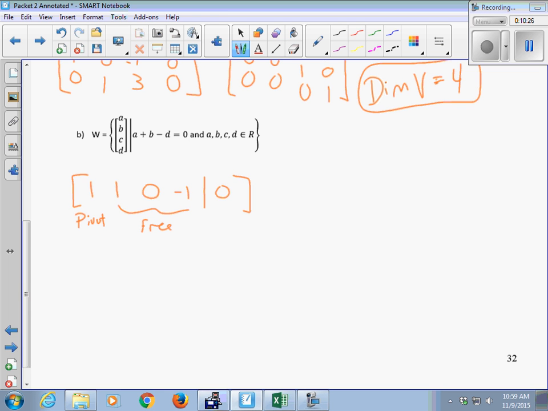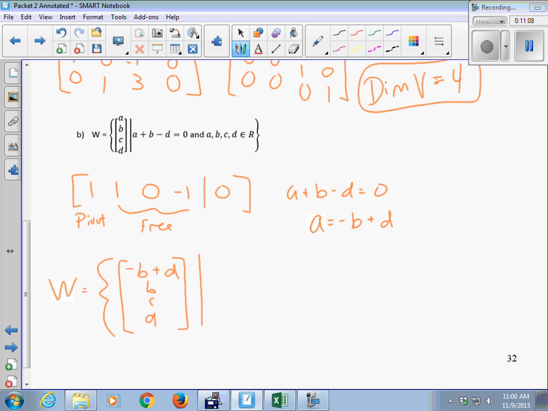Okay. So basically, I'm going to take my equation, A plus B minus D equals 0, solve for the basic variable in terms of the free variables. So I have A is negative B plus D. All right, so I'm going to rewrite W as the set of all vectors that look like, instead of A, B, C, D, A is actually negative B plus D, so I'm going to put that in the A spot, negative B plus D. And then B, C, and D are all free, so I just put them in as they are.